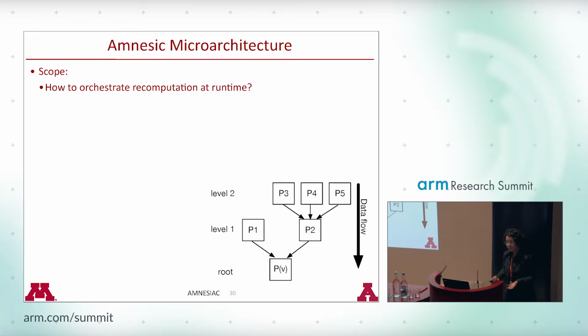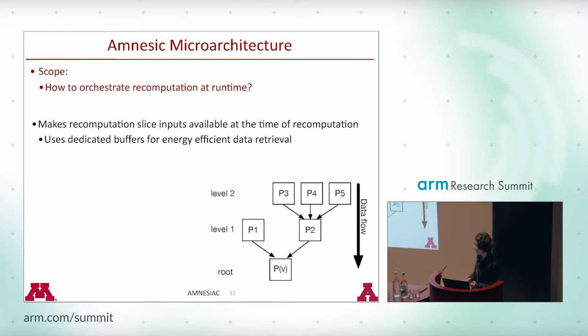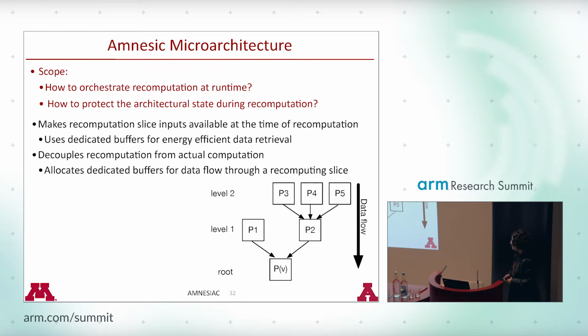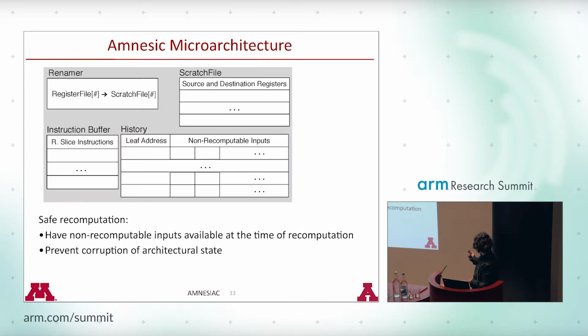Now, to be able to recompute at runtime, as we covered before, we need to make the input operands of the leaves available. And the Amnesic Microarchitecture achieves this by allocating dedicated buffers. Dedicated buffers also help decouple recomputation from actual computation, in other words, to protect the architectural state during recomputation. Next, I'm going to show you what these buffers look like.